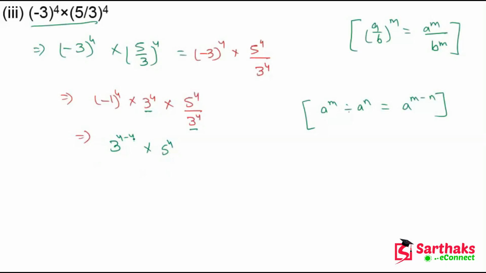So 4 minus 4 is what? 0. So 3 raised to power 0 into 5 raised to power 4. And we know that if any number has power 0, the result is always 1. So this will become 1 into 5 raised to power 4, which is equal to 5 raised to power 4. This is the answer of this question.